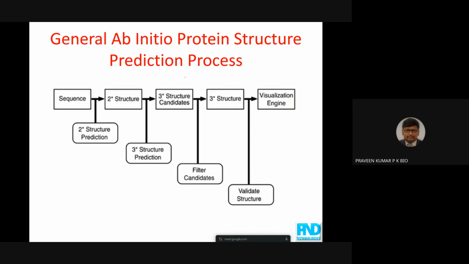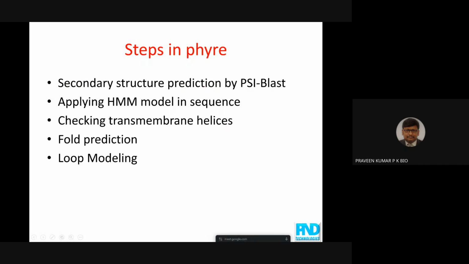So presently we discussed homology modeling and threading. Now the third method is called ab initio. What is ab initio? In ab initio, we predict the protein structure in a stepwise manner. If you predict the secondary structure from the sequence, then we can predict the tertiary structure. The tertiary structure can be predicted from the secondary, and similarly the quaternary. So stepwise, we'll be predicting the structure.